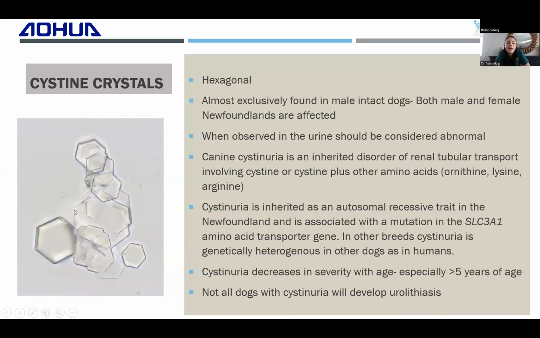Okay. And then we have cystine crystals. Let's go to the not the most common ones. These are hexagonal, as you see. And there's a tip here. They're almost exclusively found in male dogs, male intact dogs. So if you have a male intact dog and you see hexagonal crystals, then they are cystine crystals.